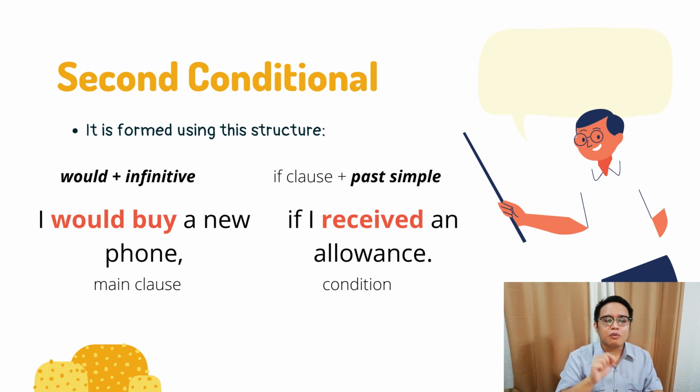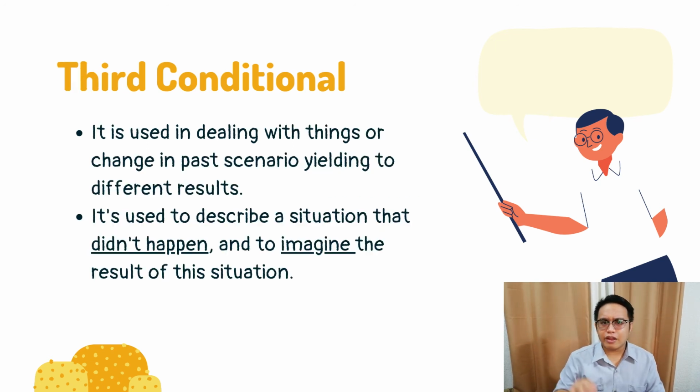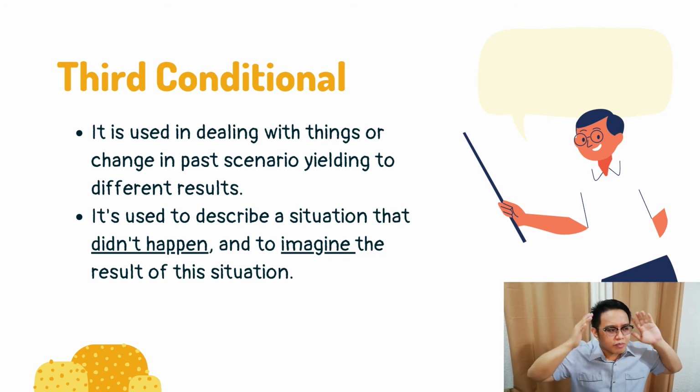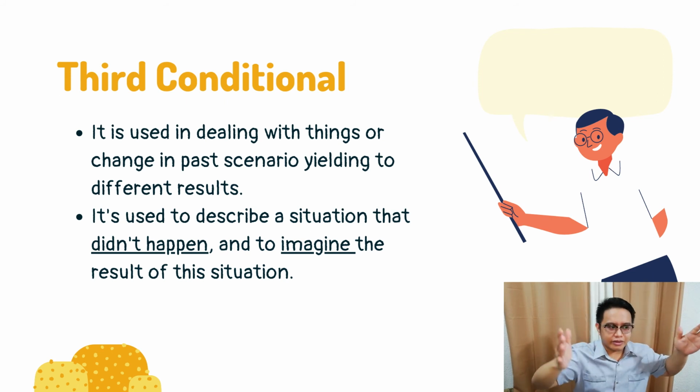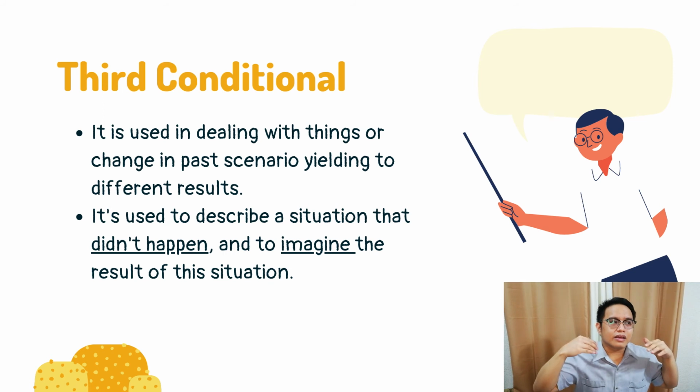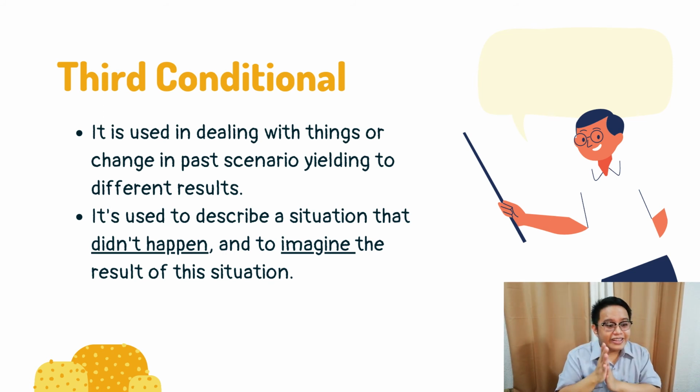And lastly, we have our third conditional. The third conditional is used in dealing with things or change in a past scenario. So, you have seen it, but you were wishing that something happened differently from what happened.